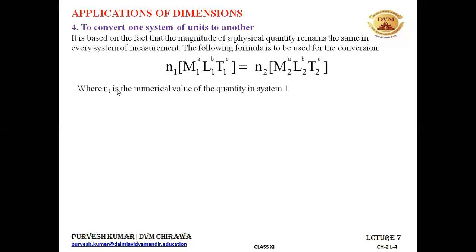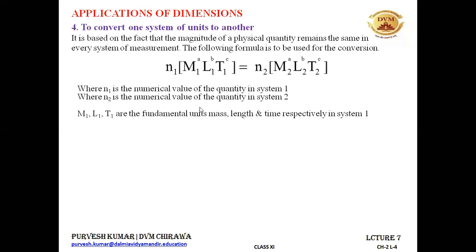So what is n1? n1 is the numerical value of the quantity in system 1. So if I am given a first system in which the numerical value of the given quantity is n1, similarly, n2 is the numerical value of the quantity in system 2. Say, for example, n1 in the SI system and n2 in the CGS system. So I can easily convert from SI to CGS or from CGS to SI, or maybe to any other system, maybe the FPS system or some new system. So n1 is the numerical value of the quantity in the system given to you, and n2 is the numerical value of the quantity in system 2.